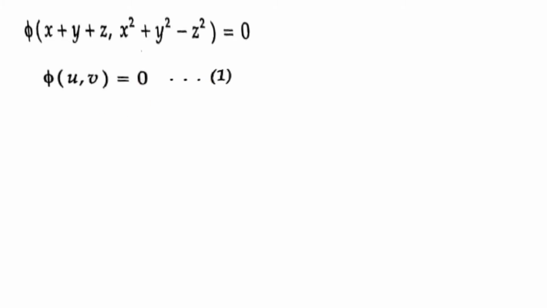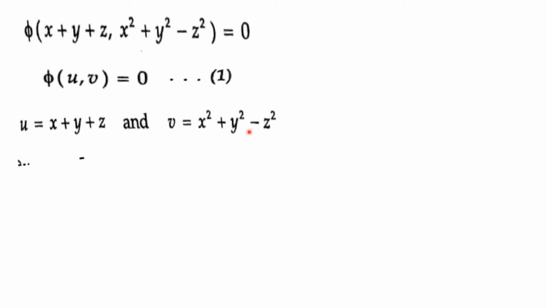Next, what is u here? Comparing equation 1 with the given equation, u is equal to x plus y plus z, and v is x square plus y square minus z square.